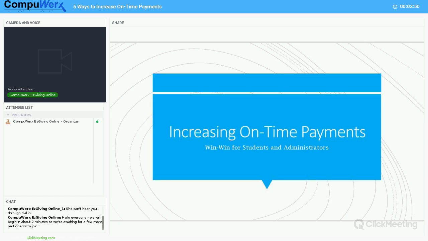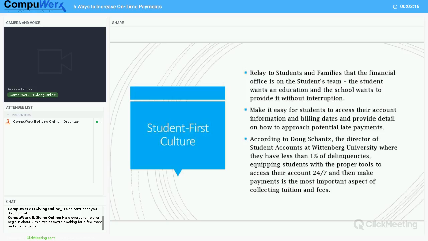So the way we like to structure maximizing on-time payments is so that it's win-win not only for administrators and reduces the resource strain on your administrative team, but also a win-win for students. They aren't enrolling in schools hoping, with the intention of not being able to pay tuition and potentially jeopardize their degrees. So we try to focus on win-win for all parties.